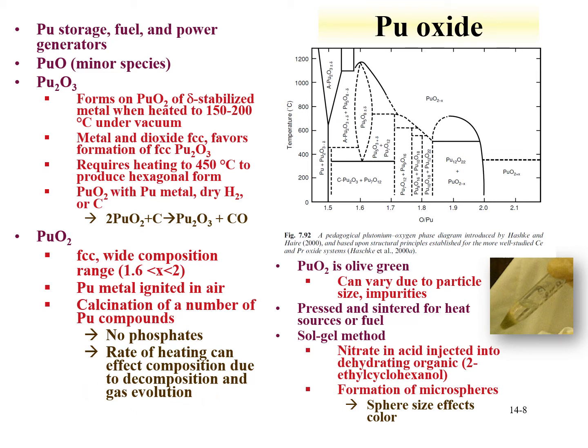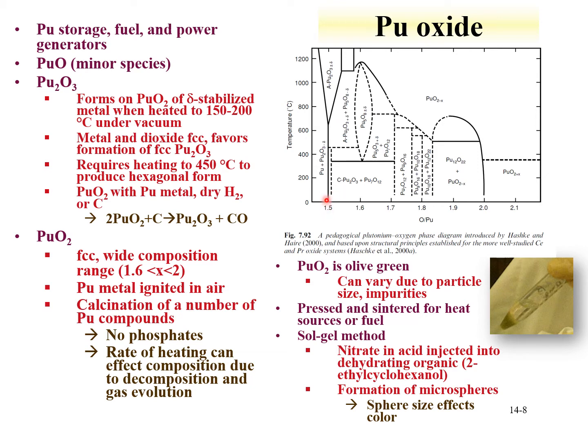Plutonium dioxide is olive green, and this color can vary due to particle size and impurities. And here's an example of a plutonium precipitate that already has this olive green color. The material plutonium dioxide has been produced through a sol-gel method, where the nitrate in acid is injected into an organic, and microspheres are produced. One of the outcomes of this, by tuning the sphere size, is that the color of the material can be influenced. And here's our phase diagram for the plutonium.